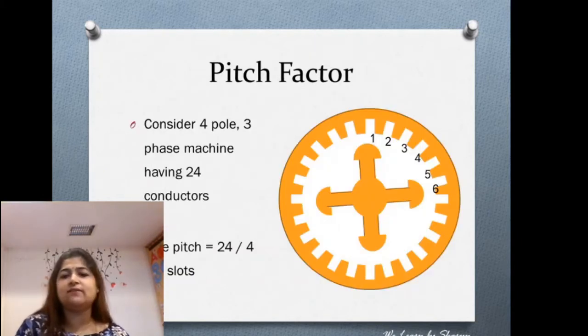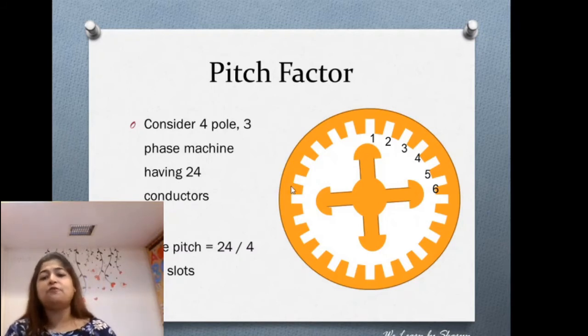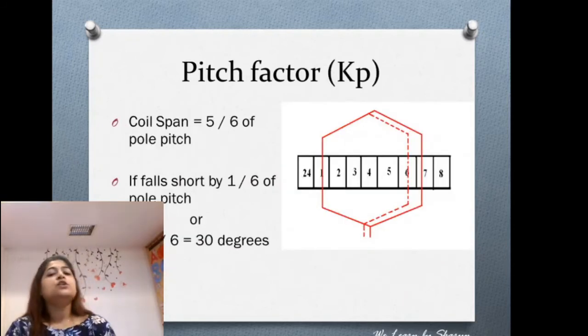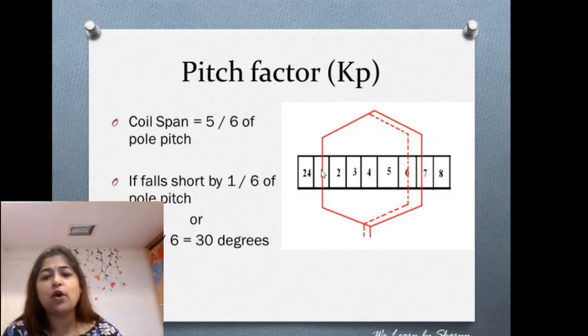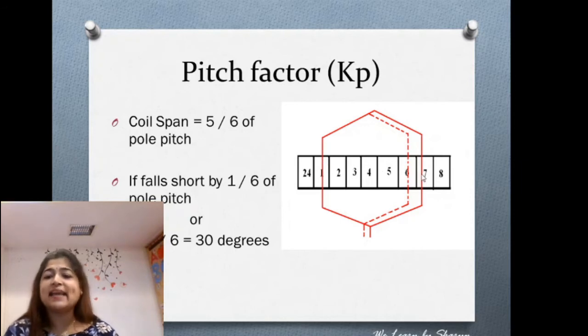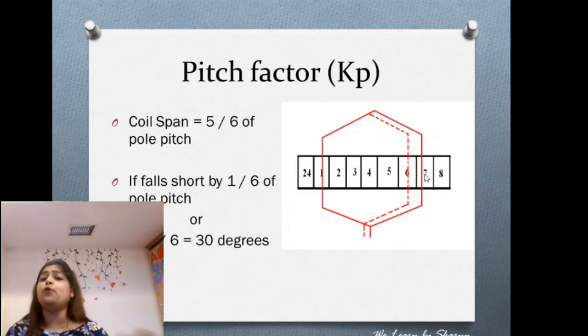Again, we are taking an example here. We have a 24 slot alternator with 4 poles, and obviously n, which is slots per pole, is given by 24 by 4, that is 6 slots. So 6 slots is nothing but one pole pitch here, in this particular example. So let's say we are having a coil. If the first side of the coil is placed in the first slot and the second side of the coil is placed in the seventh slot, then it becomes a full pitch coil.